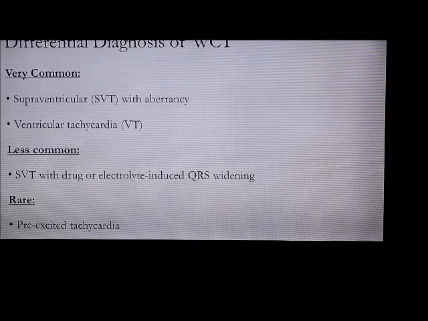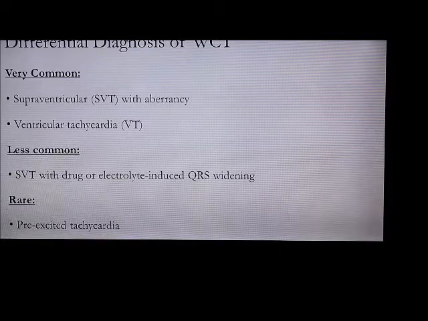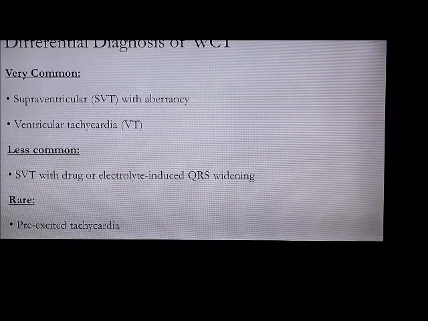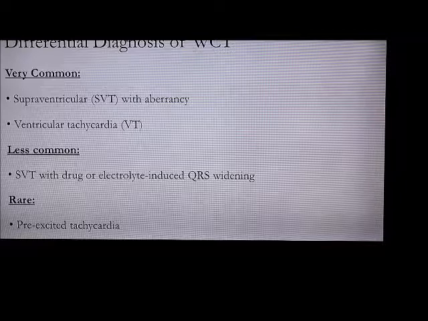Okay, so wide complex tachycardia. The differential diagnosis is commonly two things: either SVT with aberrancy or VT, and you all know that. Other differential diagnoses are SVT with drug or electrolyte-induced QRS widening, especially in patients taking high doses of antiarrhythmics. So, for example, a patient coming in with flecainide poisoning, or a patient who has electrolyte abnormalities, calcium, especially potassium, they might have those.